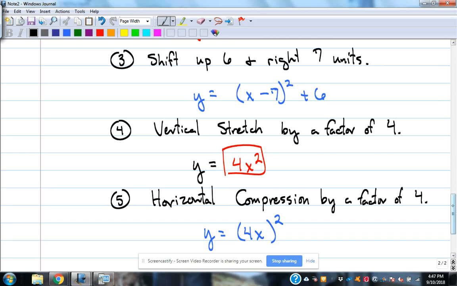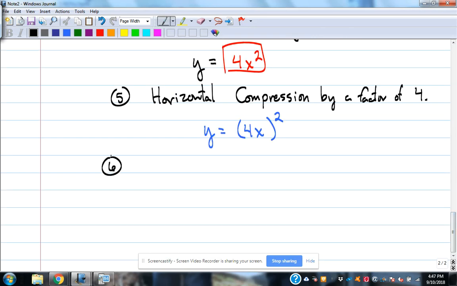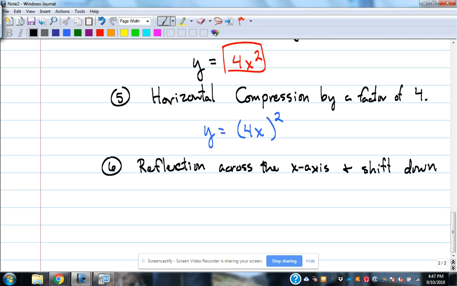All right, let's do this one. Last one for this particular example. Let's say we had a reflection. Not reflex, but reflection across the x-axis and shift down 4 units.